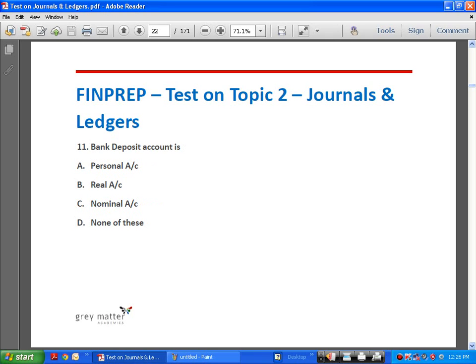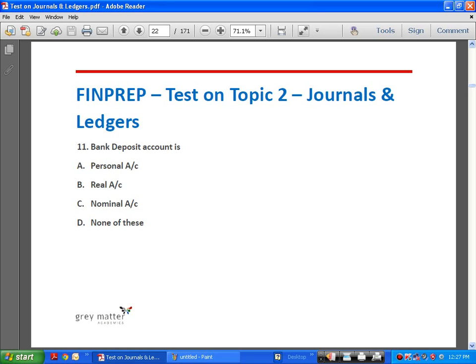Next, bank deposit account. We might be tempted to say that bank deposit is a real account. However, bank deposit is a personal account, because the money that we have deposited with the bank is recorded in the bank column of the cash book, which we'll be looking at in our forthcoming chapters. Or we maintain a separate account called bank account. We must realize that this bank account is nothing but an account that represents the bank in which we have deposited money or from which we are withdrawing money. So here it is a personal account.